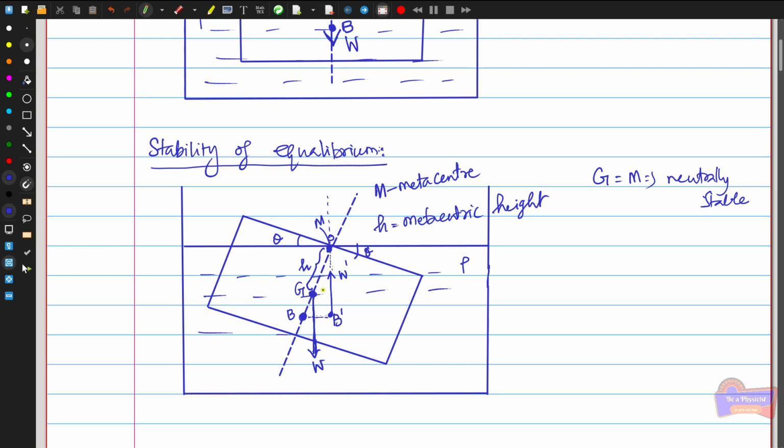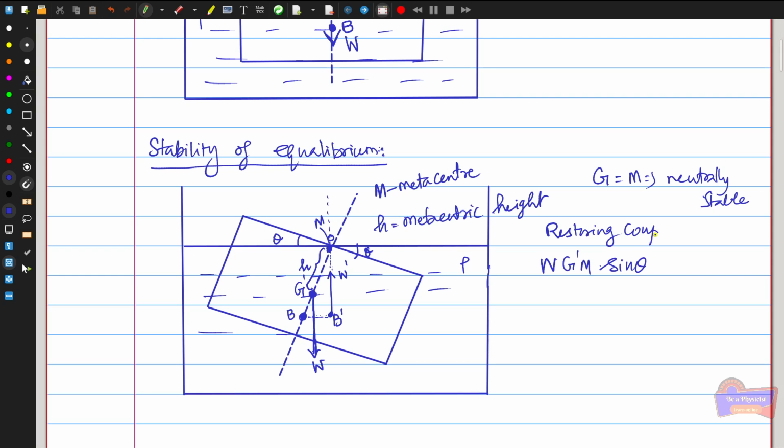Once the metacentric point is above the center of gravity, the corresponding case is known as the stable one, because this couple is trying to keep the object in the original position. That means it tries to regulate the perturbation theta, so that the restoring couple acting on this is equal to W into G prime M. G prime is the newly shifted center of gravity, so it is W into G prime M into sin theta, which is the restoring couple.